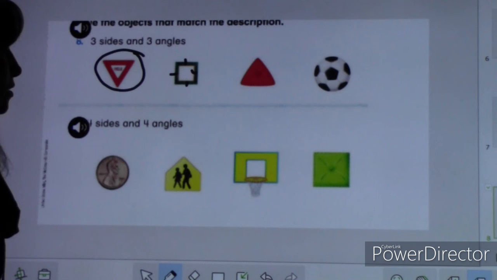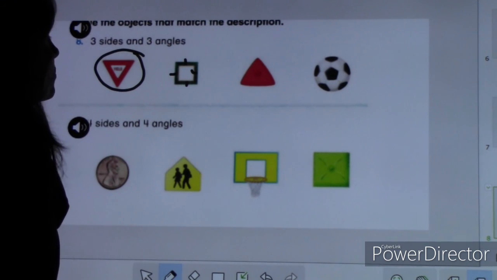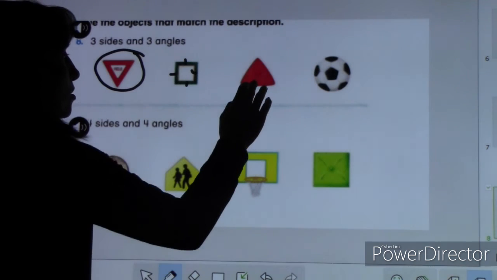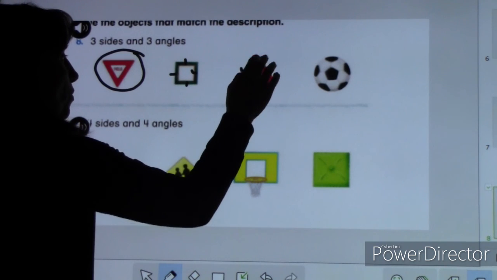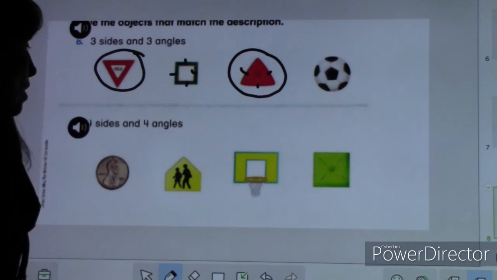1, 2, 3, 4. So we are not going to circle that one because it has 4 sides, which means it will also have 4 angles. 1, 2, 3. And we said a circle has 0.